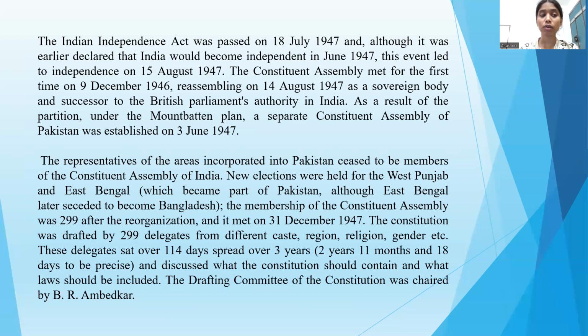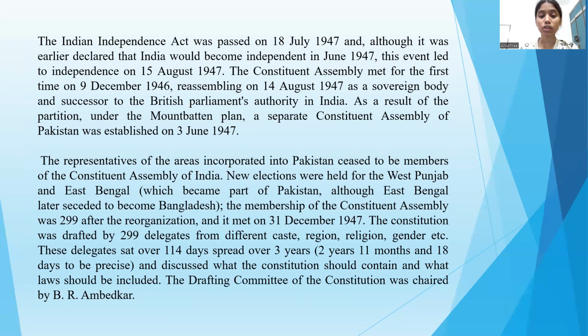As a result of the partition under the Mountbatten Plan, a separate Constituent Assembly of Pakistan was established on 3rd June 1947. The representatives of the areas incorporated into Pakistan ceased to be members of the Constituent Assembly of India. New elections were held for West Punjab and East Bengal, which became a part of Pakistan, although East Bengal later seceded to become Bangladesh.